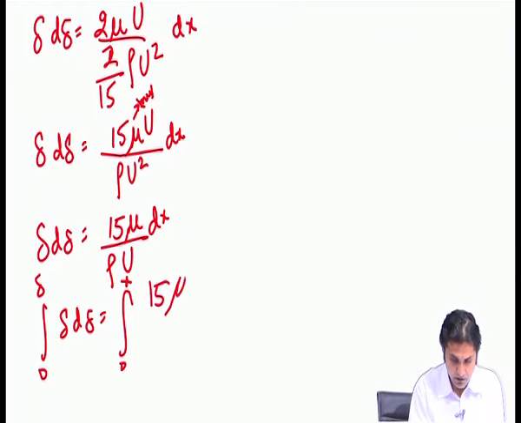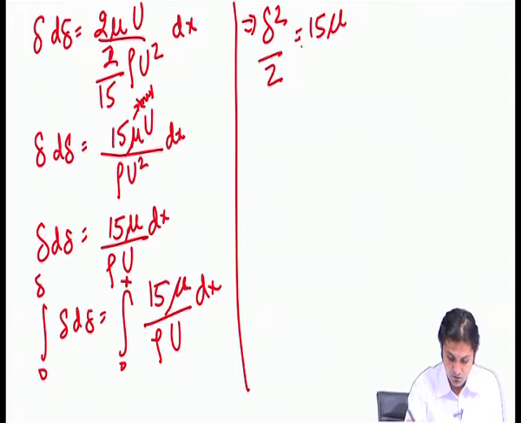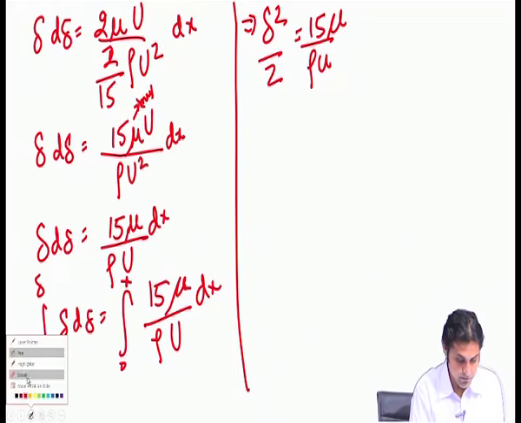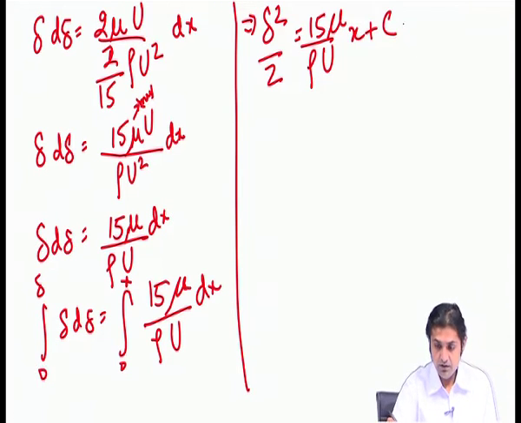So 15 mu divided by rho capital U dx, or after integrating it will become delta square by 2 is equal to 15 mu divided by rho capital U times x plus c. Here c is the constant of integration.